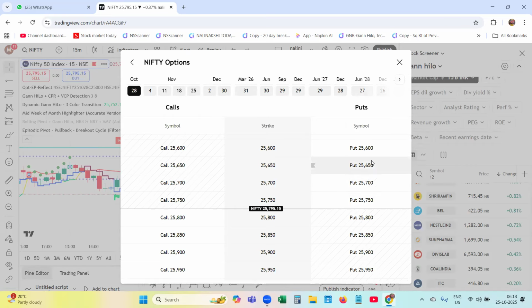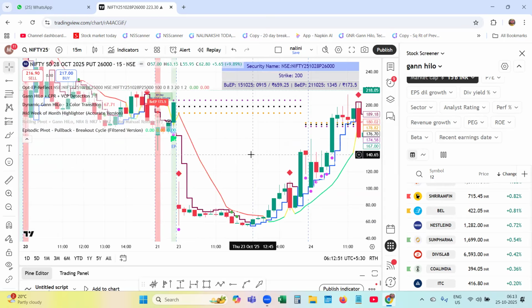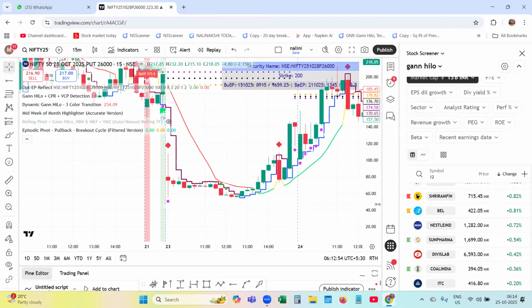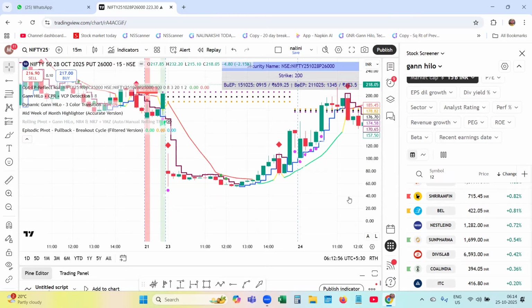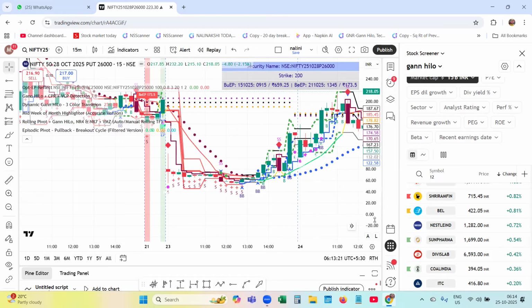26,000 PE. See, over here, you have the idea that people are selling gap down, okay? Gap down, and you can see I have not enabled the rolling pivot, just two indicators enabled. You can enter into the trade here itself at 1 p.m. So I'll enable rolling pivot to show how the price has climbed.